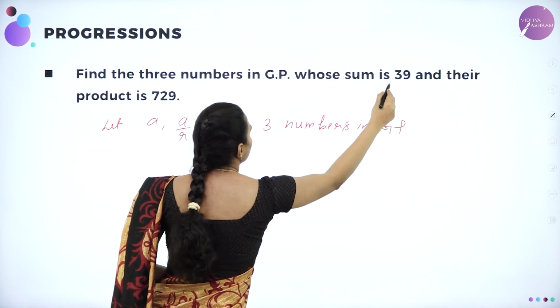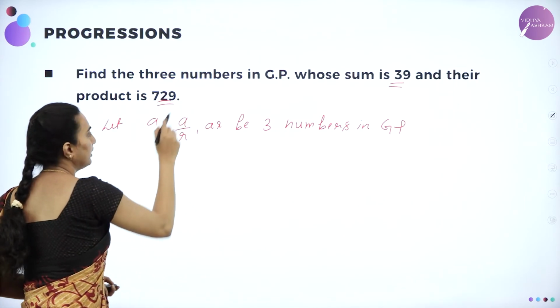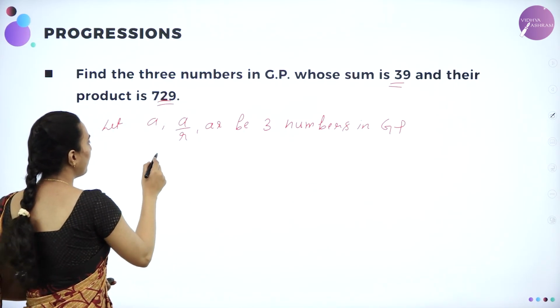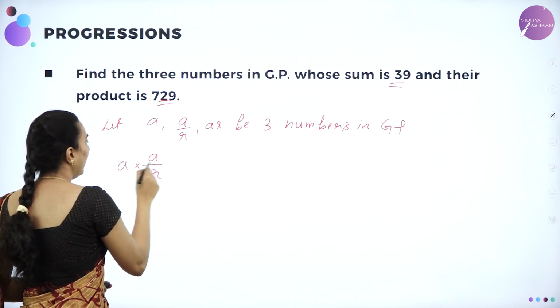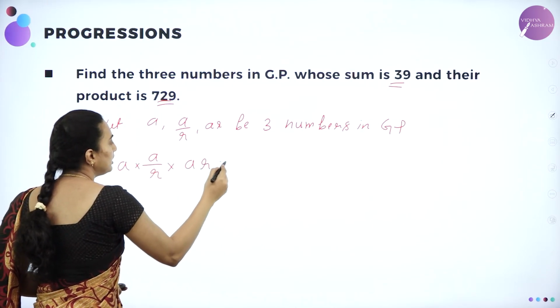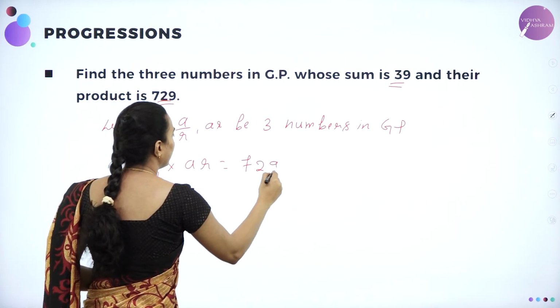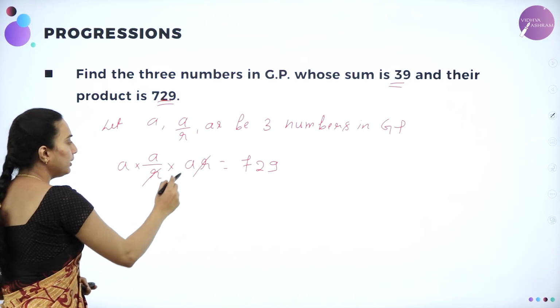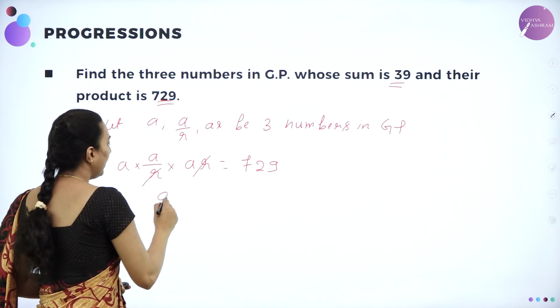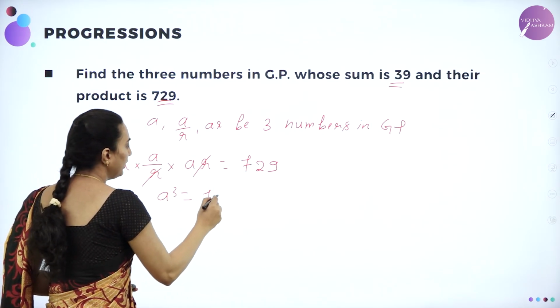So given that their sum is 39 and the product is 729. Let me do the product here: (a/r) × a × ar is equal to 729. Now you can cancel r over here, a into a into a will become a cube. a cube is equal to 729.